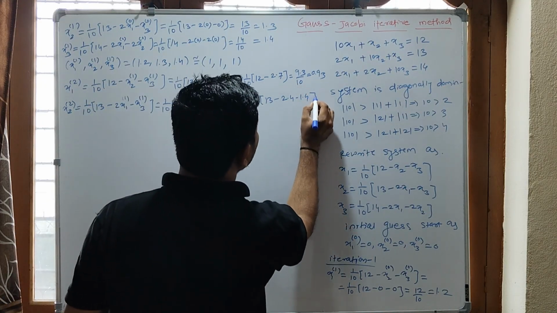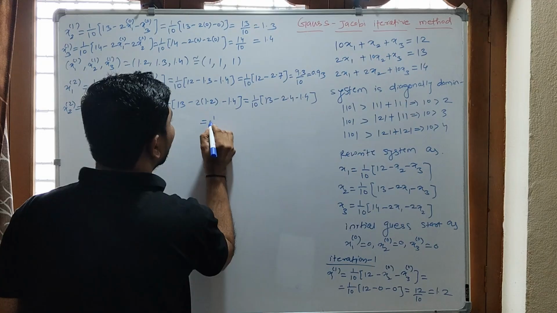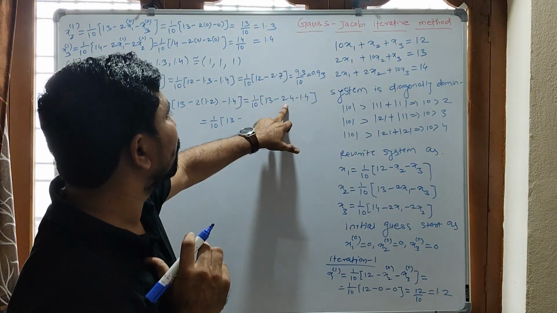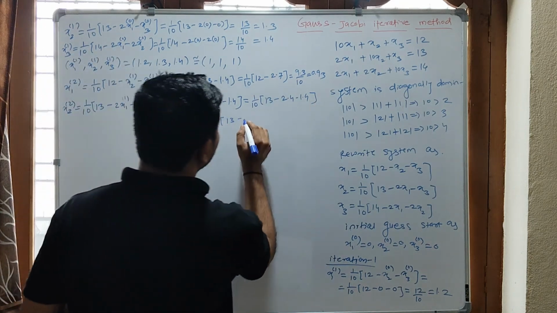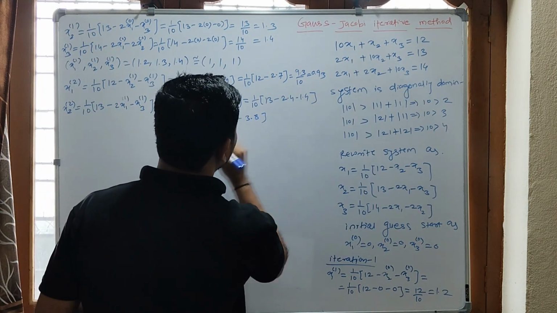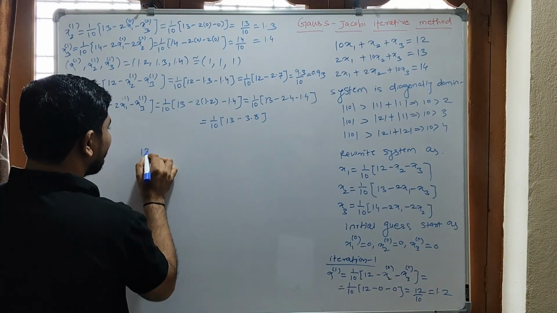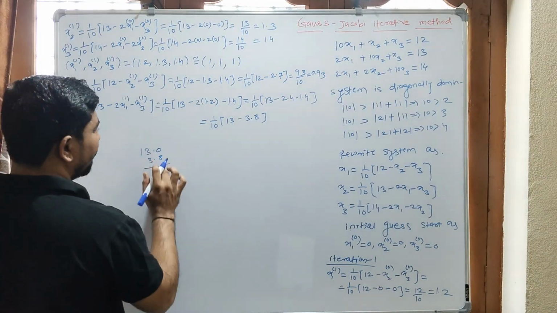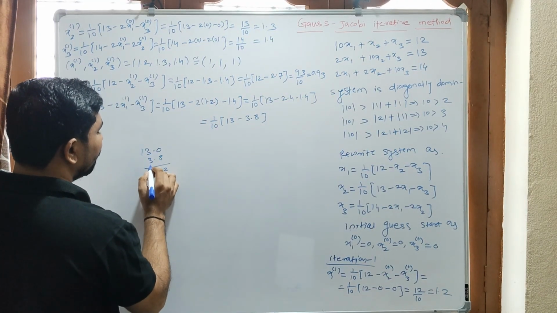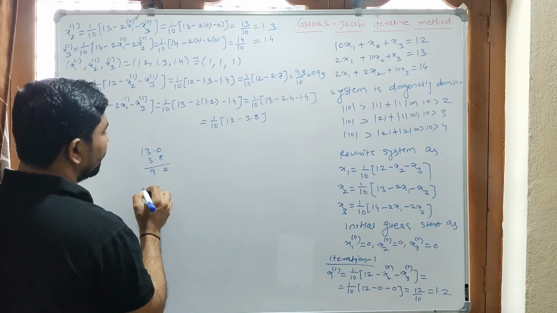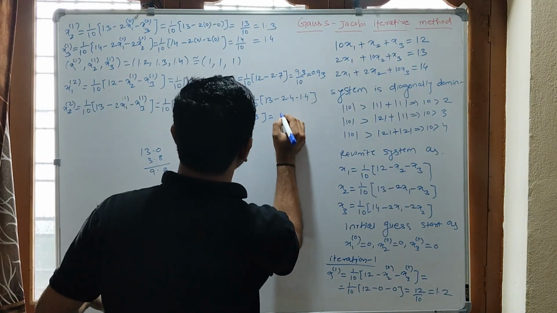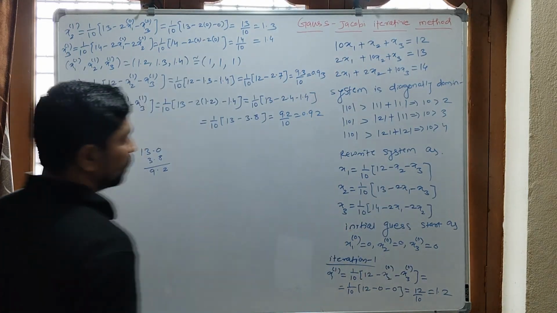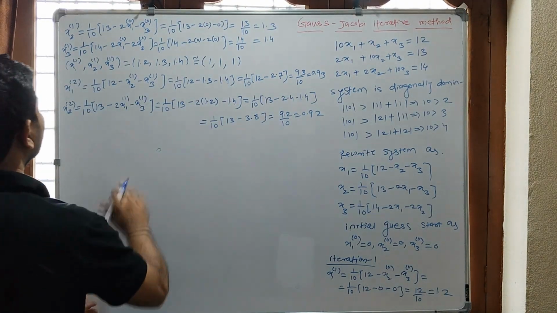Now this is equal to 1 by 10 times 13 minus, this is 2.4, 1.4, this is 3.8. Here you just subtract 13.0 minus 3.8, that is 9.2, which is equal to 9.2 divided by 10, which is equal to 0.92. So this is my x2 at 2.